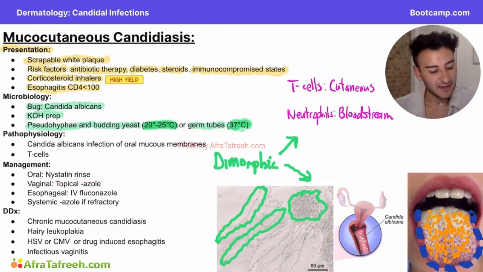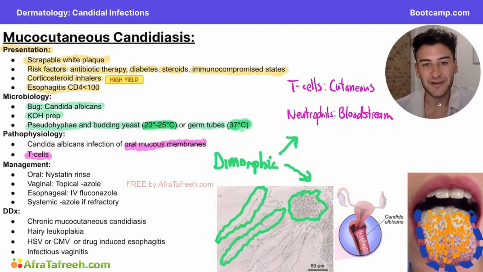So I just want to re-highlight here that T cells are going to be responsible for infections of our mucous membranes. Specifically, it's usually going to be the oral mucous membranes or the vaginal mucous membranes on test day, but this could also apply to skin infections as well. In terms of our management of Candida, it's going to be all about antifungal agents, and we have a variety at our disposal, and these are going to vary a little bit depending on what area of the body is being affected by Candida.